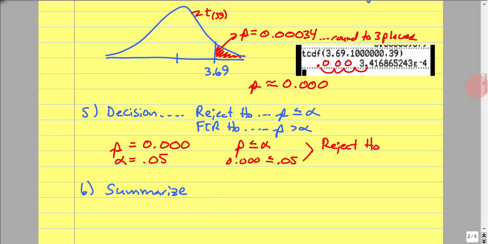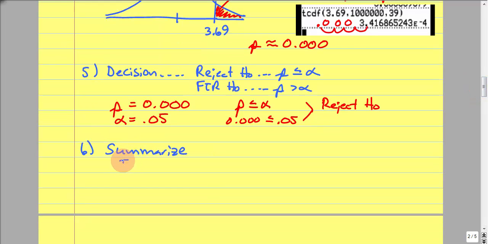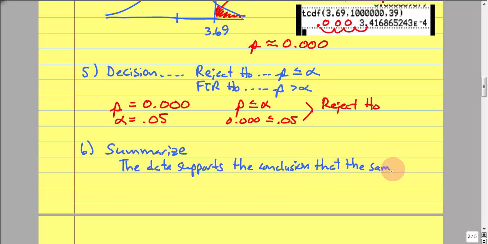So if we were to summarize here, first of all, we always blame it on the data. So the data supports the conclusion of the alternative hypothesis. And if we look back at what we're asked to test here, the data supports the conclusion that the sample is from a population of songs with a mean greater than 210 seconds.